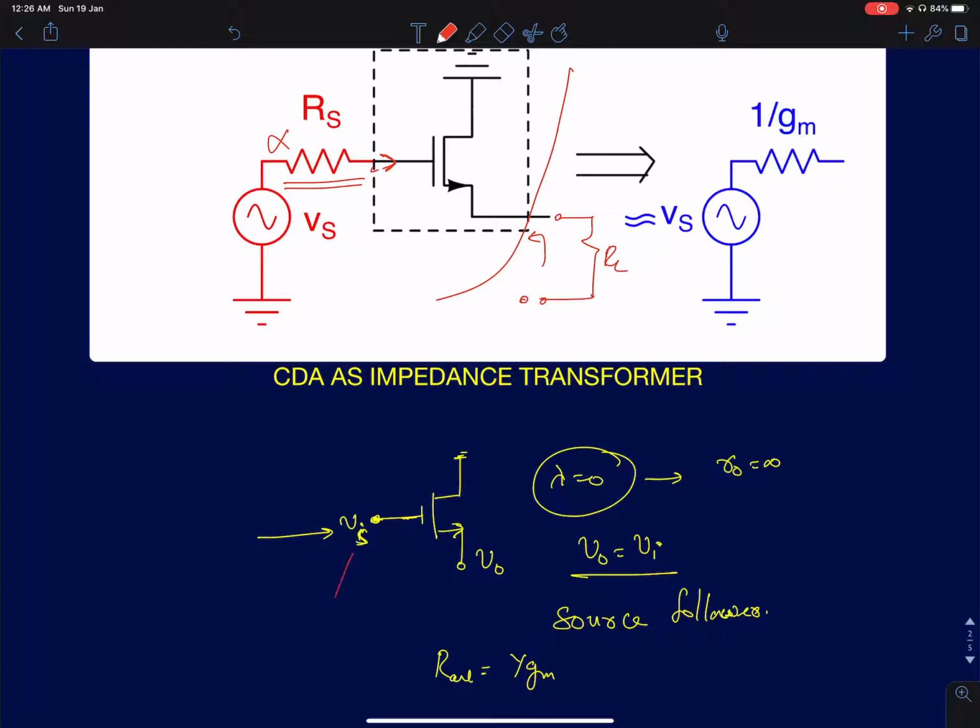So the voltage is going to be Vs here. That's the voltage that's going to be at the gate. And we are supposed to find the source voltage. Okay, I'm finding the open circuit Thevenin voltage across the load resistance RL. So first I'll assume lambda is 0, which means R0 is infinity.